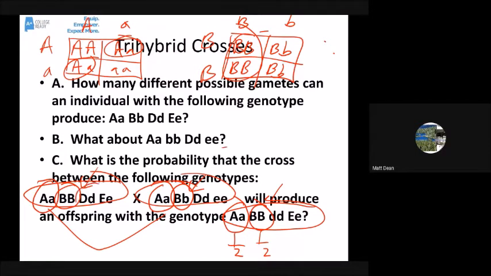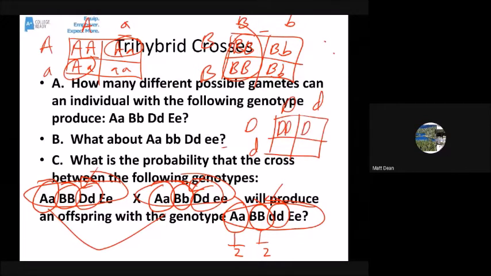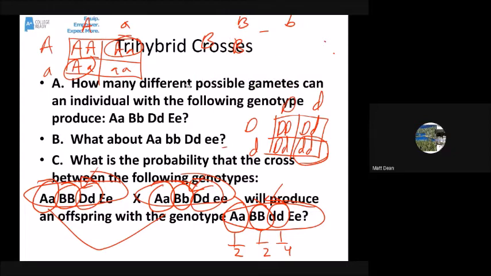Now I want to know, what are the chances that this and this create this? So again, quick sketch of the Punnett square. And what I can see now is there's a 1 out of 4 chance that the 2 D parents create this genotype offspring. So I'm going to write that down right there. And then finally, let's do the E's. So again, I'm looking at this set of E's and this set of E's and the chances that they produce that.